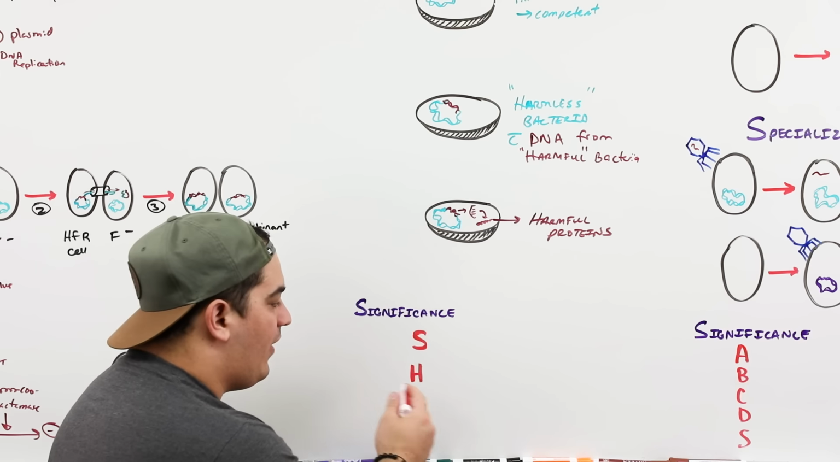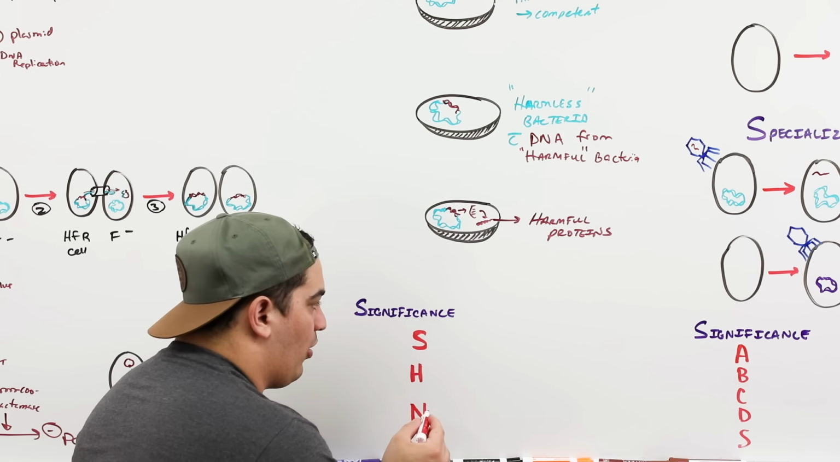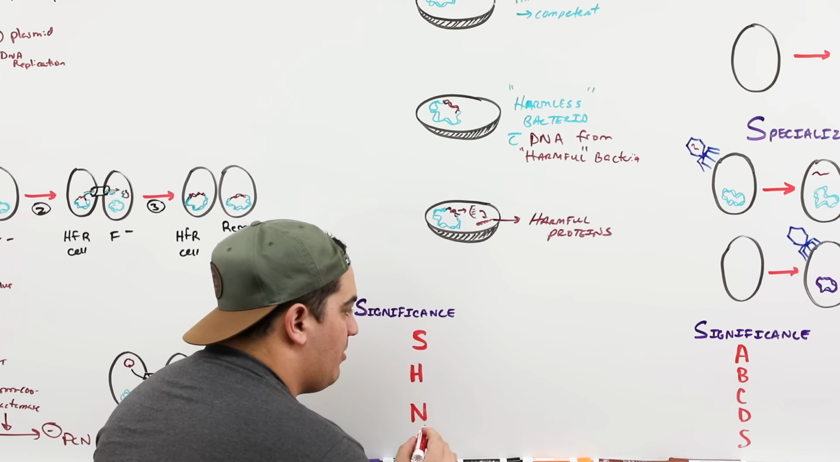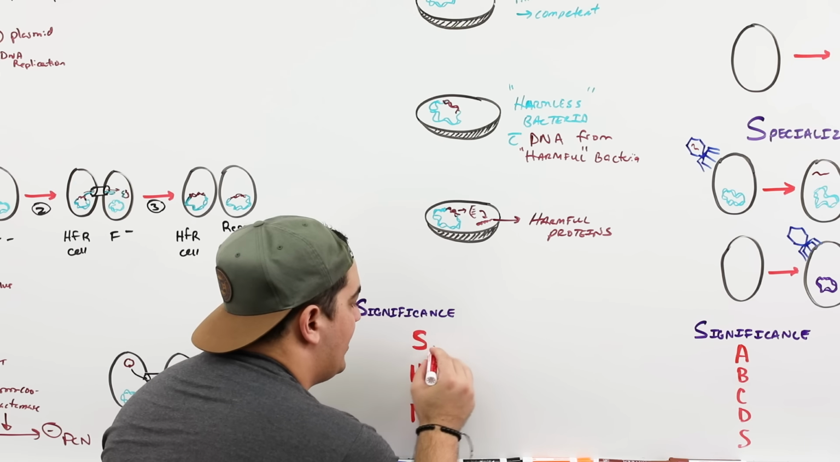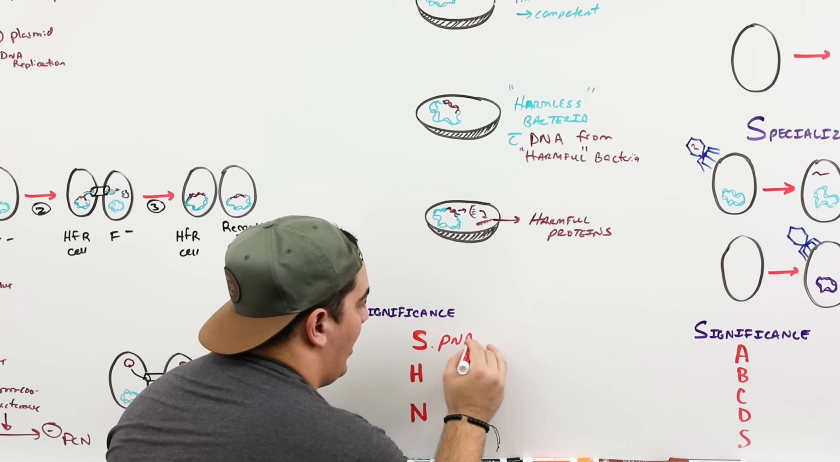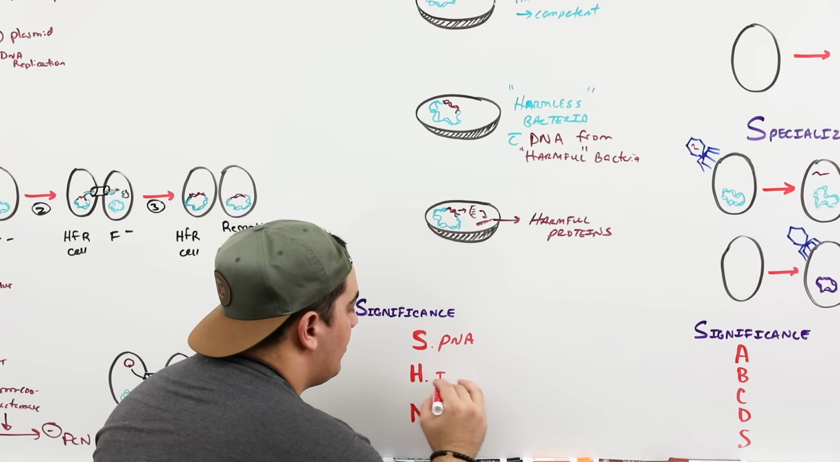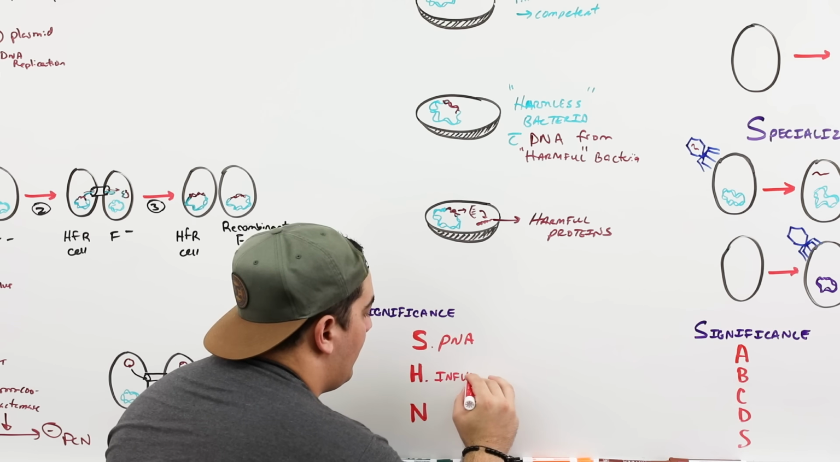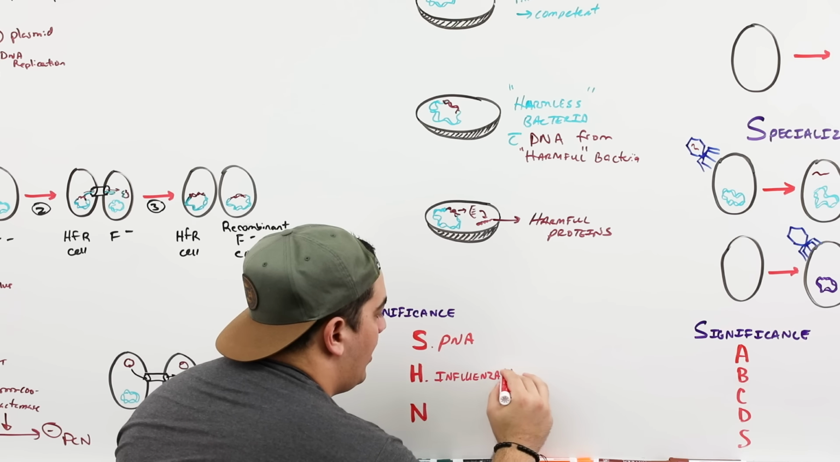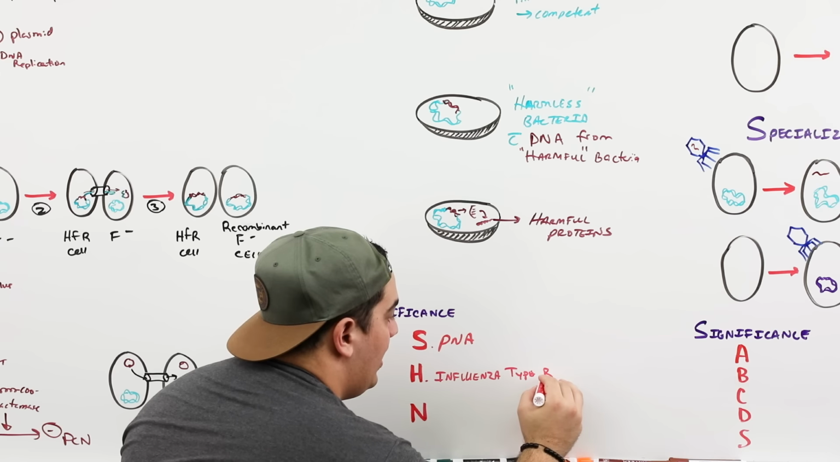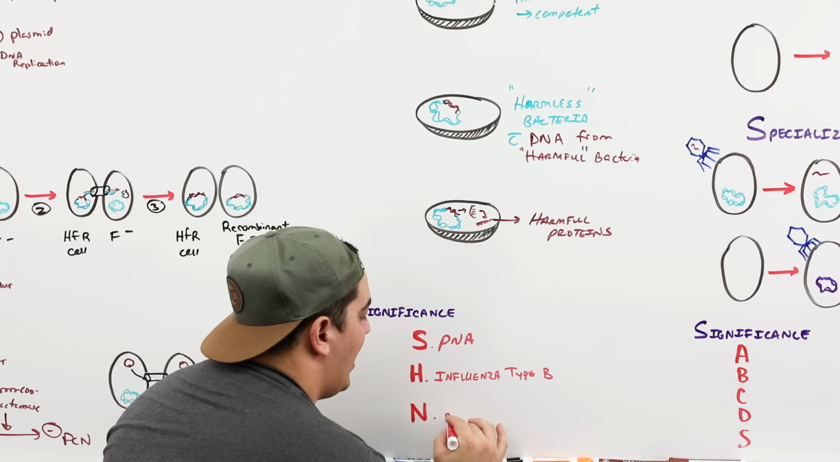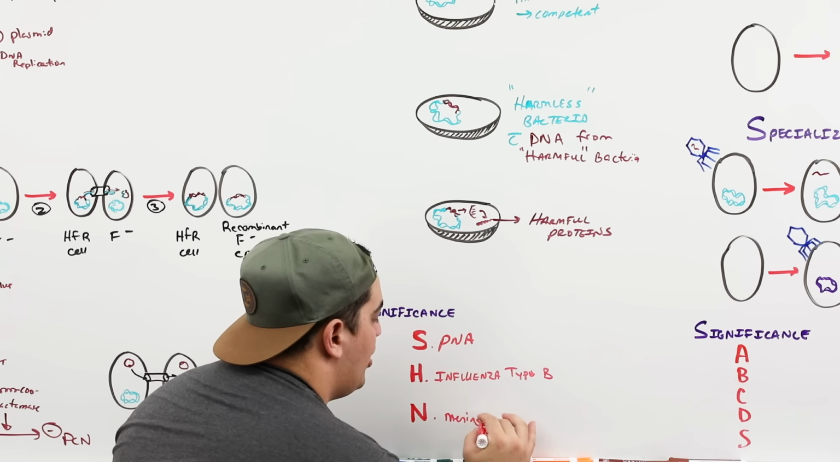That's actually a helpful mnemonic, and I'll show you how it works. You have three particular types of bacteria. The S in the shin is Streptococcus pneumoniae. The HI in the shin is Haemophilus influenzae, particularly type B. And the third one is Neisseria meningitidis.